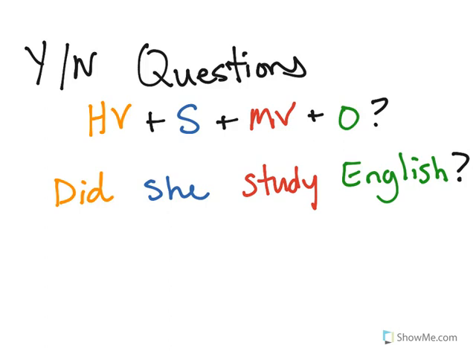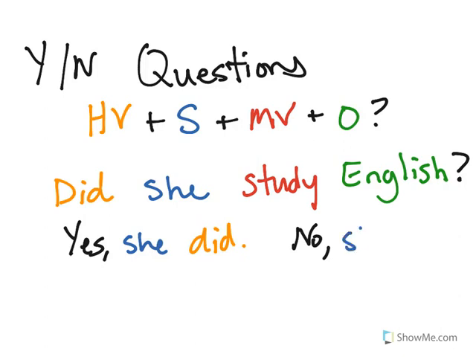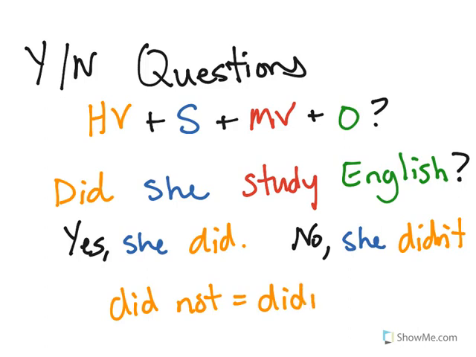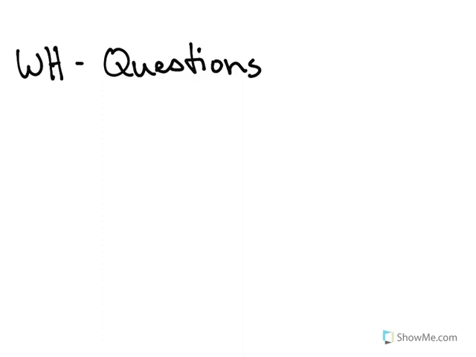Okay. My answer is going to be either yes or no, and I'm going to use the short form to answer, so I might say yes, she. And here, remember, I used the helping verb, so yes, she did. Or I can use the contraction here. The contraction, you'll see, for is didn't. So, no, she didn't. Did not equals didn't.